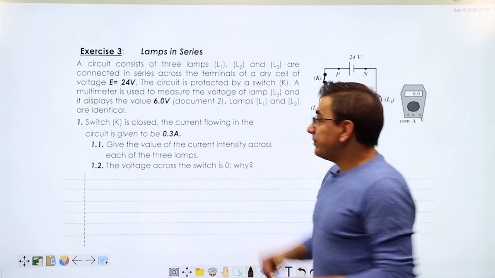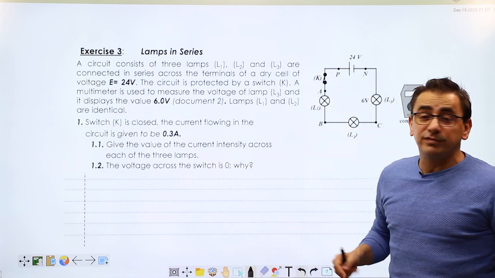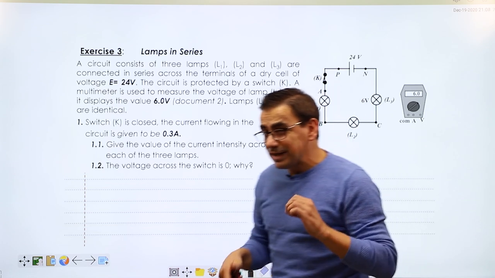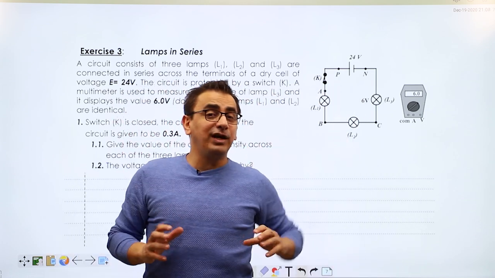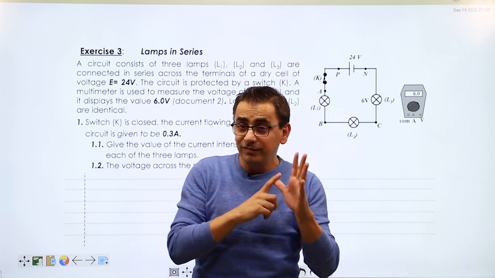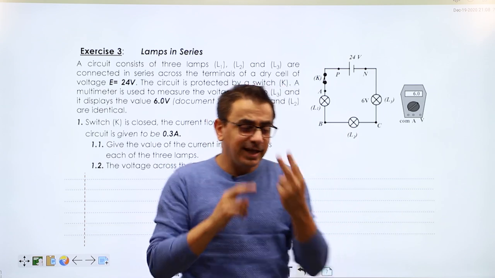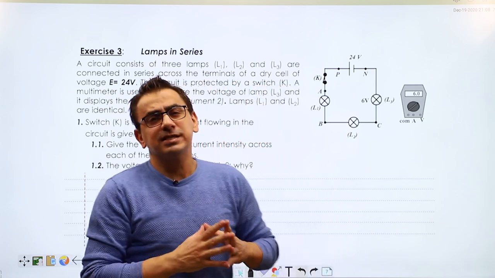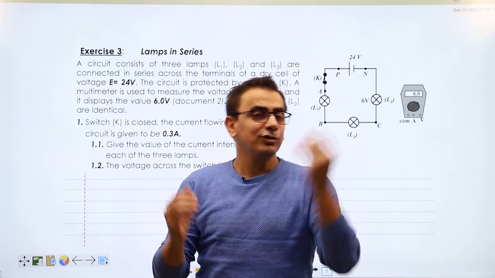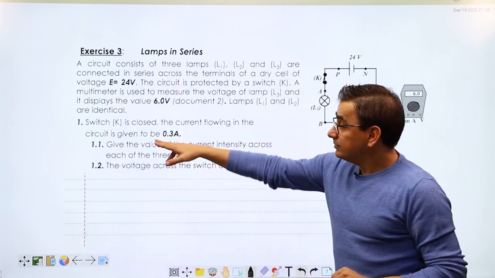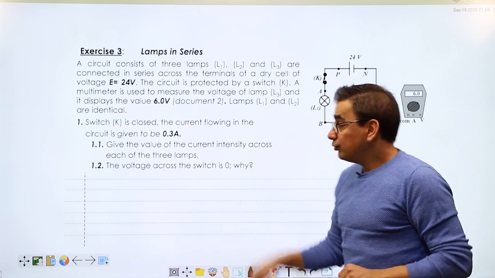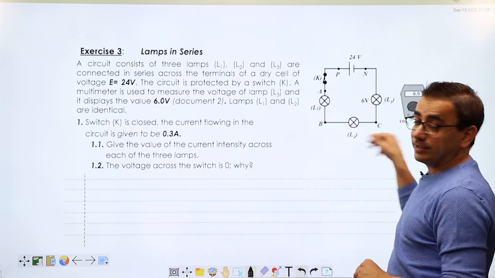So, give the value of the current intensity across each of the 3 lamps. In order to answer that, always ask yourselves, first question, am I given the value of the current? If you are given the value, great. If not, the second question is, how is the circuit connected? Series or parallel?